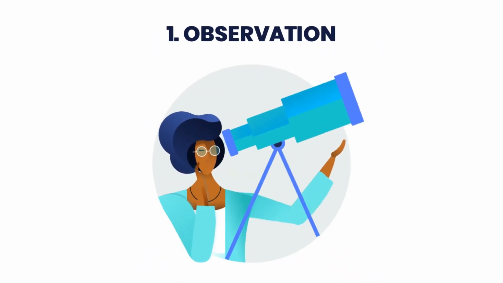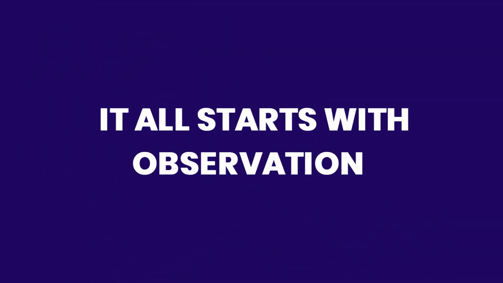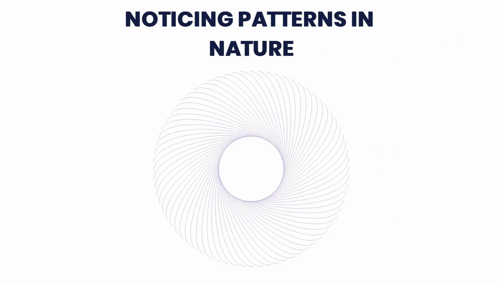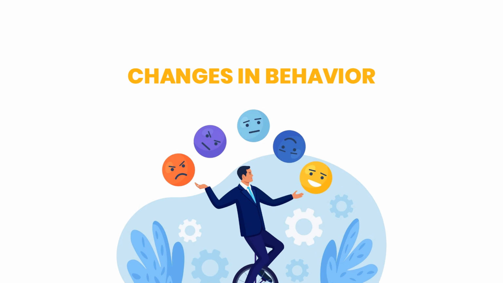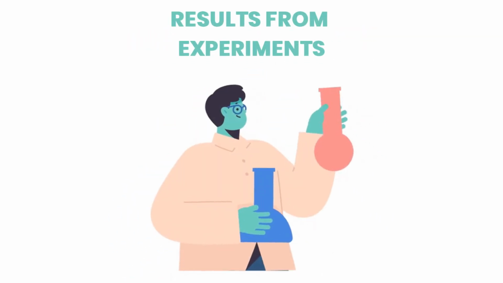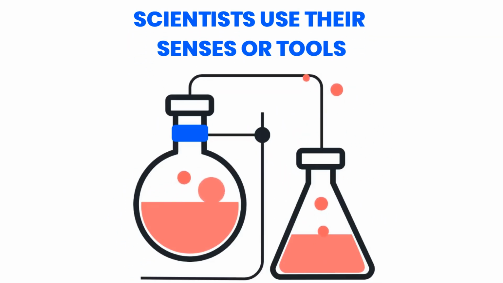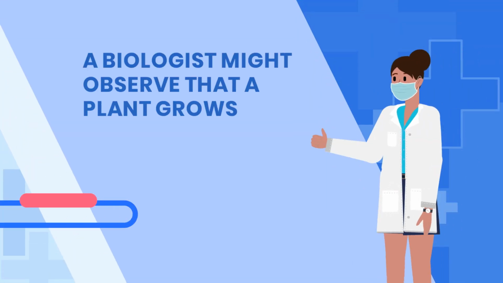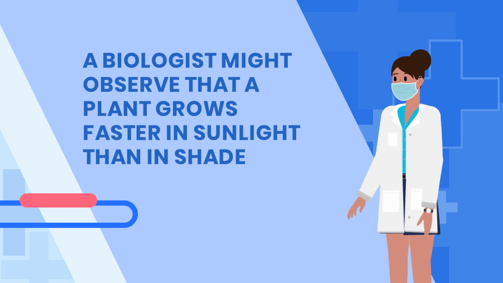1. Observation. It all starts with observation, paying close attention to the world around us. This could mean noticing patterns in nature, changes in behavior, or results from experiments. Scientists use their senses or tools, like microscopes or sensors, to gather data. For example, a biologist might observe that a plant grows faster in sunlight than in shade.